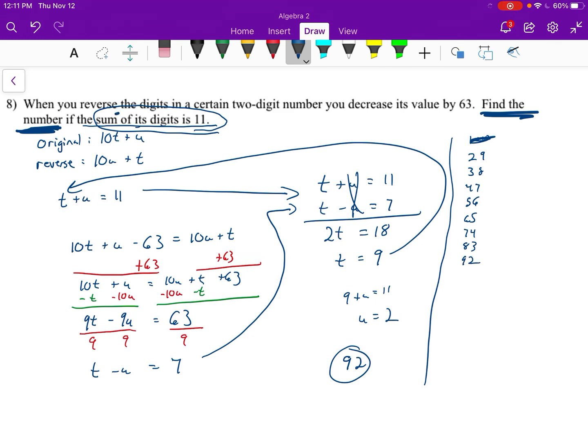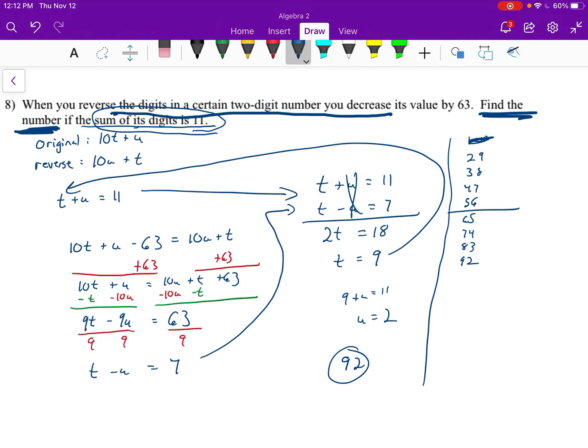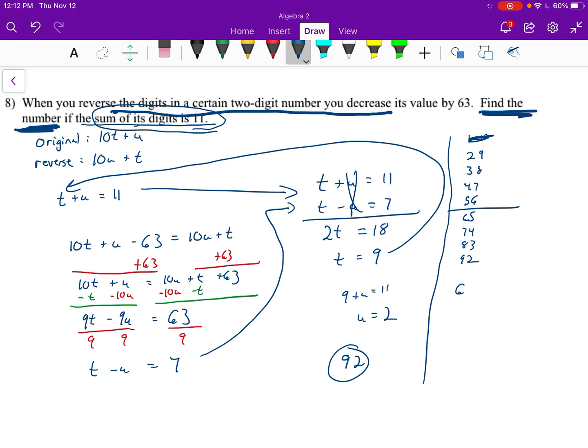It says, when you reverse the digits of a certain two-digit number, you decrease its value by 63. Well, if you decrease its value by 63, you have to start with a larger number and subtract its reverse. So you might think 65 minus 56. That's not 11, that's 9. Or we could think 74 minus 47, or 83 minus 38, or 92 minus 29. They have to be 63 apart.